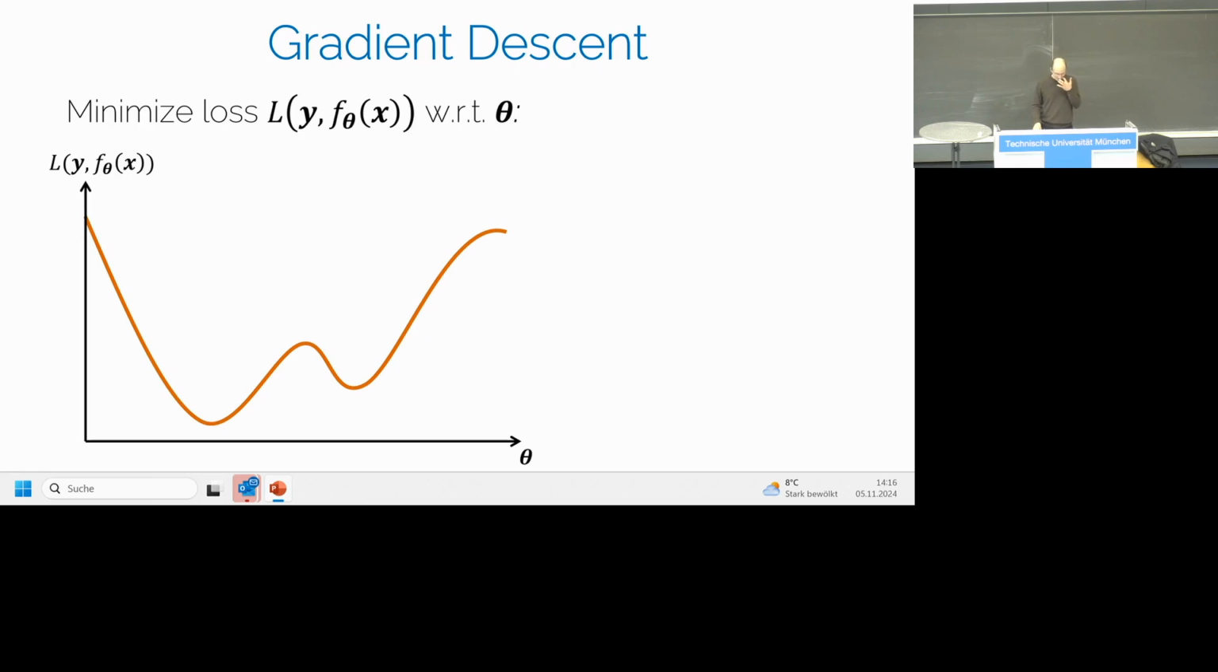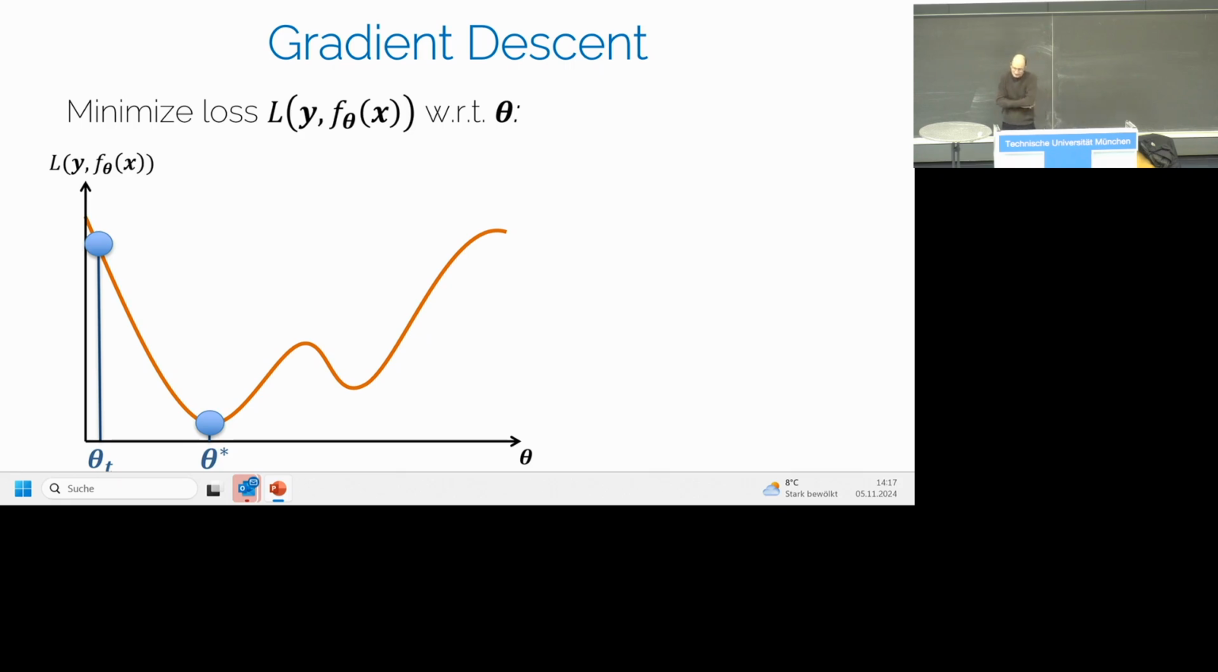Here's the loss function. Here's the minimum, the theta star that we're all looking for, the optimal set of weights that gives us the best predictions with respect to the ground truth. But we initialize somewhere, let's say at time t we're here somewhere, and now what we want to do is get closer to the minimum. How would you do this?